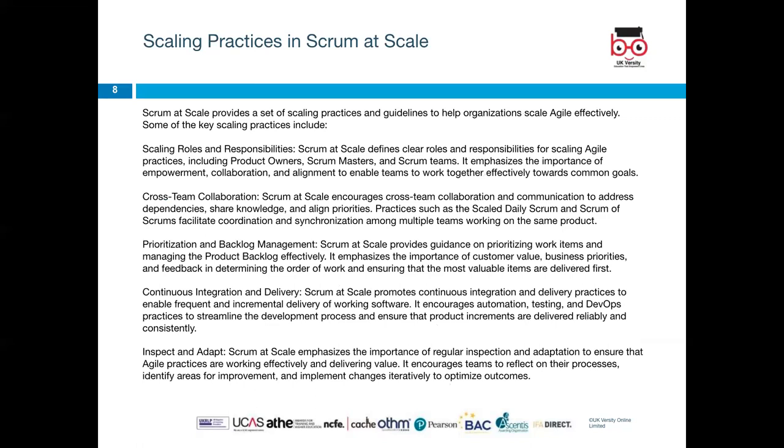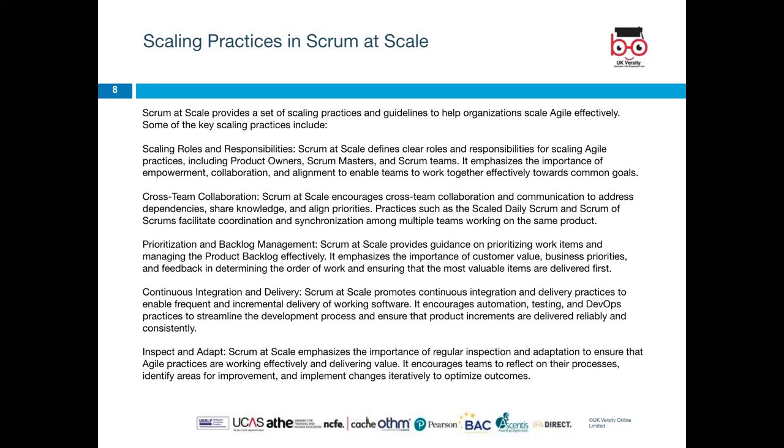Scaling practices in Scrum at Scale. The practices include scaling roles and responsibilities, cross-team collaboration, prioritizing and backlog management, continuous integration and delivery, inspect and adapt. Obviously, Scrum at Scale defines clear roles and responsibilities for scaling agile practices, including product owners, Scrum Masters, and Scrum teams.